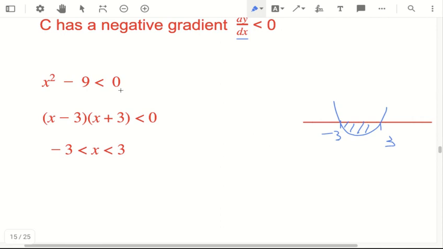So how do we solve this inequality? We factorize. So you get x minus 3 and x plus 3 is smaller than 0. So if you draw this curve, smaller than 0 is underneath the curve. So it's this portion here. Therefore we have minus 3 to 3.